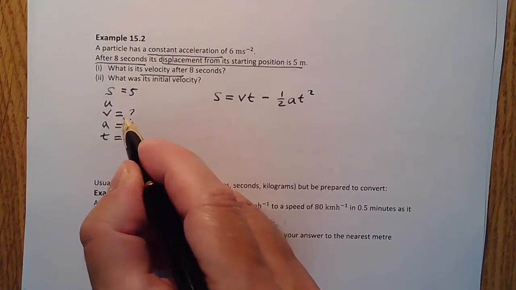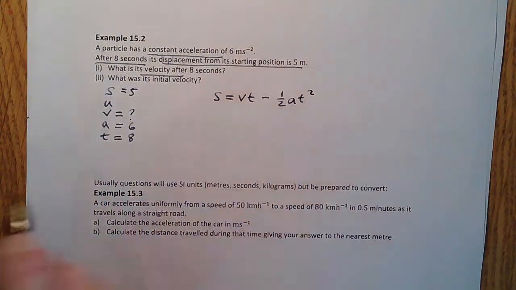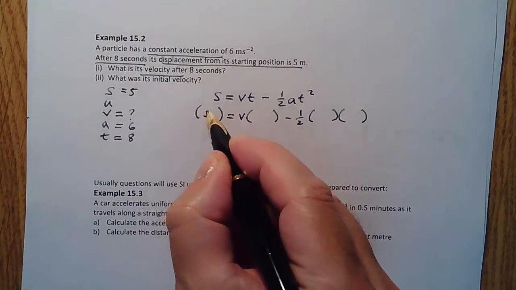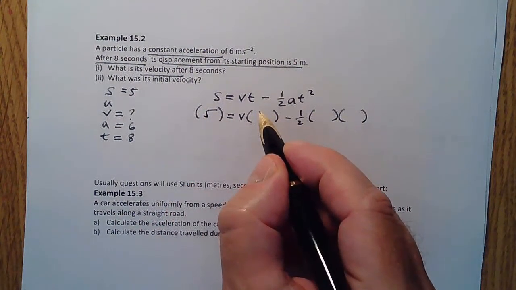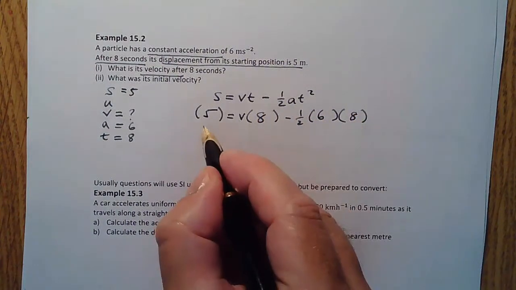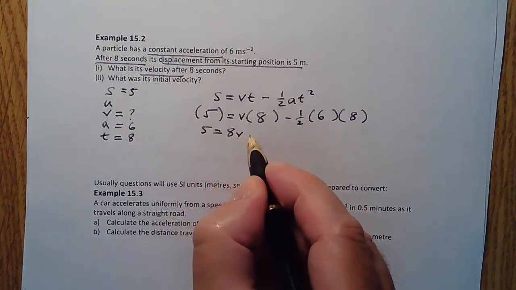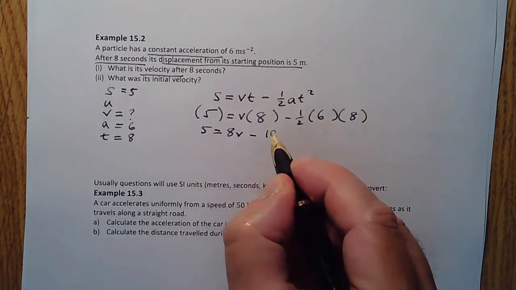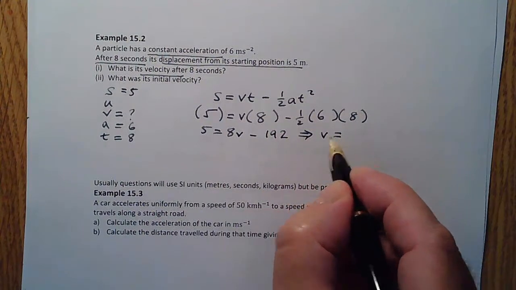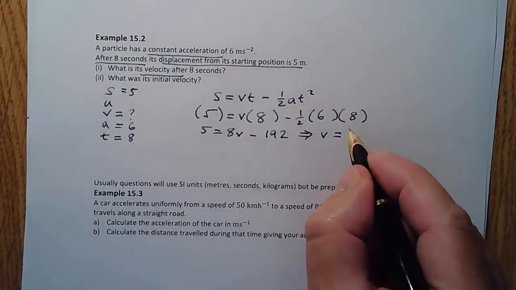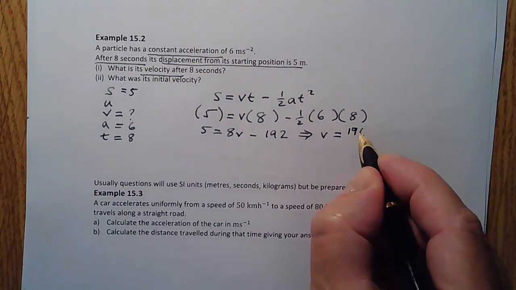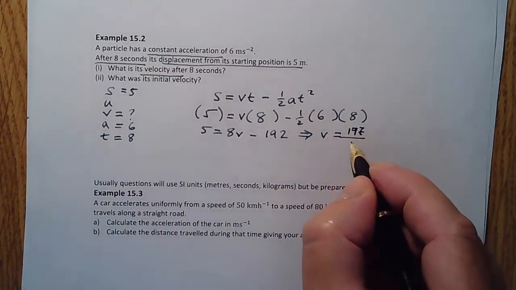And we're finding v, so that stays as a v, but we sub in for everything else. So s becomes 5, t becomes 8, a becomes 6, and t is 8 again. So we've got 5 equals 8v minus, this works out to 192. And when I solve that for v, v equals 192 added to 5 is 197, over 8.